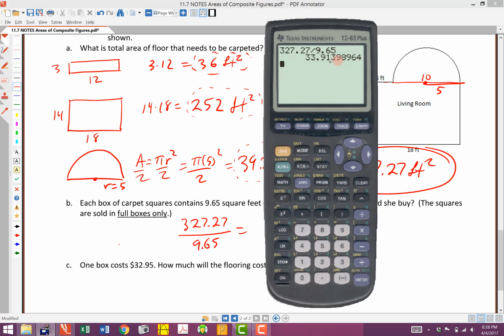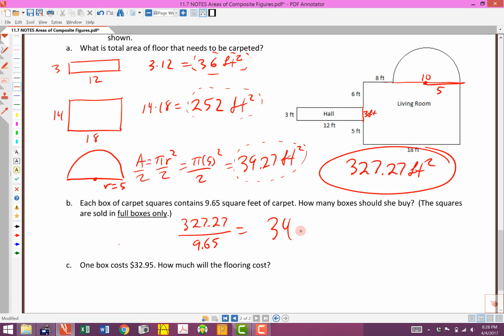Now since we can't buy a partial box, we'd have to round that up to the nearest whole number of boxes. So we're going to have to buy 34 boxes. 34 boxes.